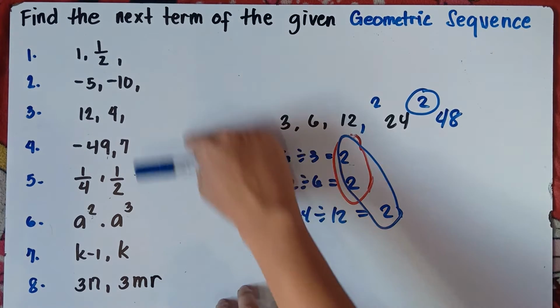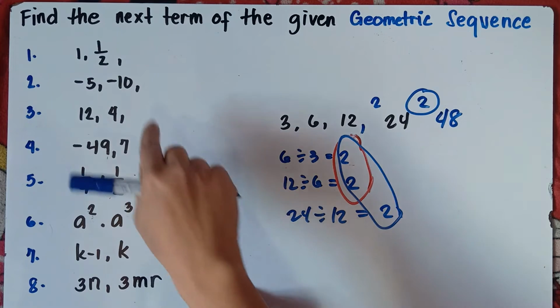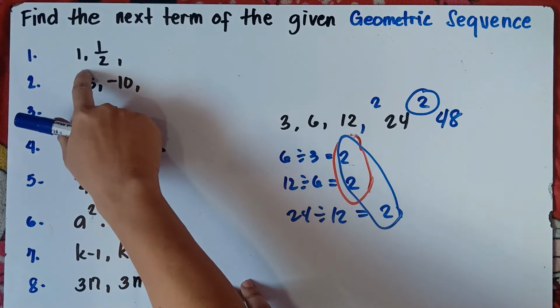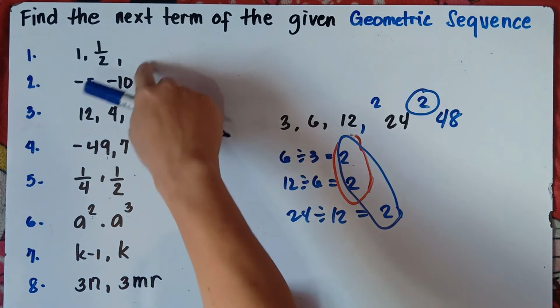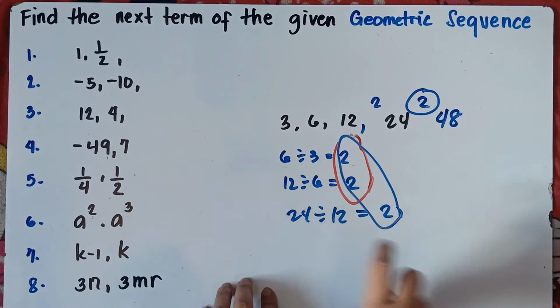So the thing that you will do in answering this one, to get the third term, we need to divide the second term by the first term. And once we get the common ratio, we can do it in reverse. We can multiply the common ratio by the last term, and we will get the next term. Alright, so let's try.